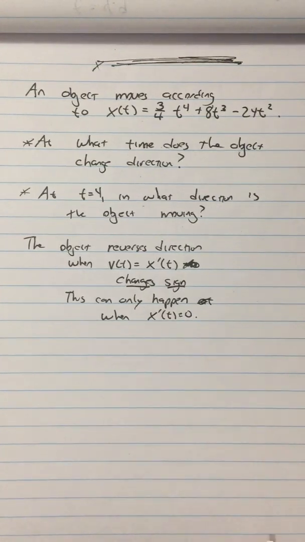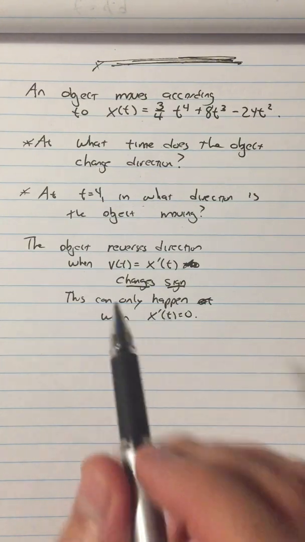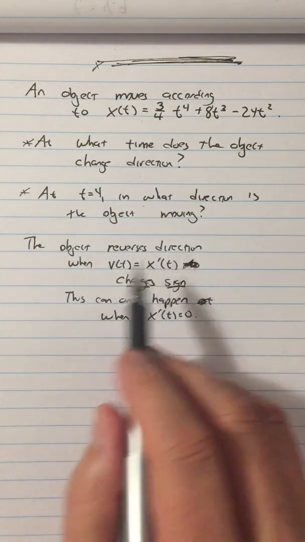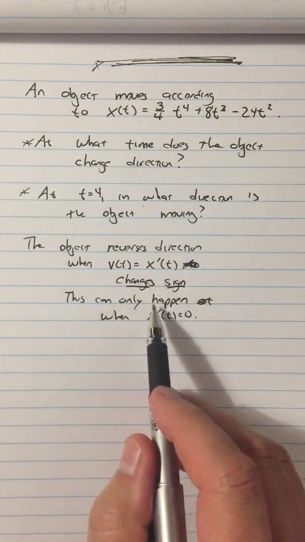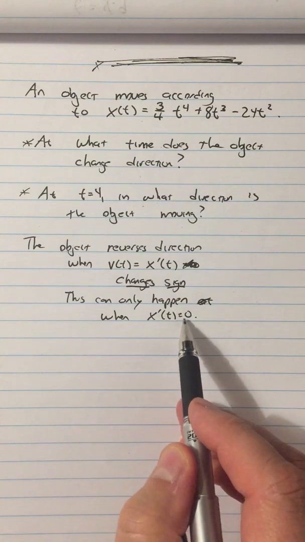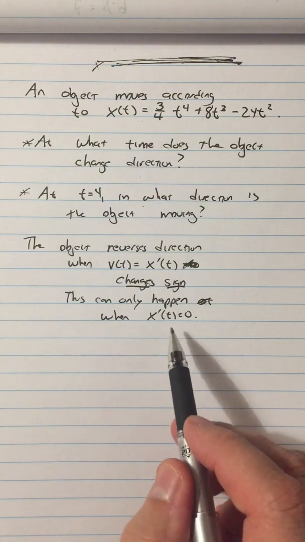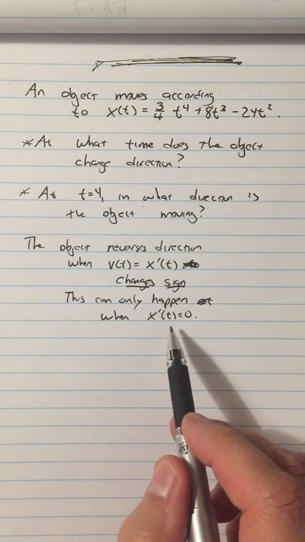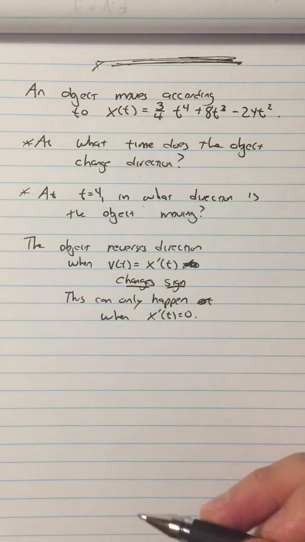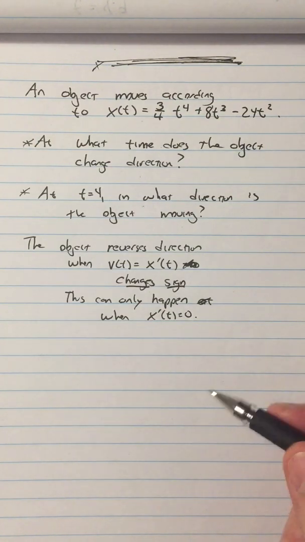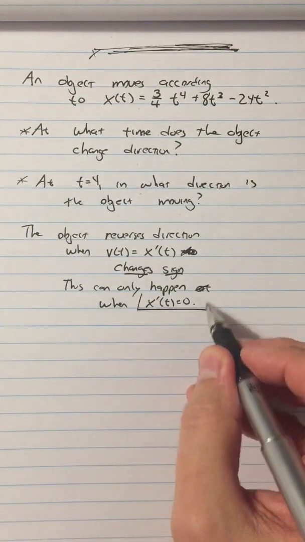All right, so to start this question, at what time does the object reverse direction? The important thing to know is that the object reverses direction when the velocity, which is x prime of t, changes sign. Now this can only happen when x prime of t equals 0, but the moral of this problem is that it does not have to change sign when x prime of t equals 0. So x prime of t equals 0 gives us candidate points where the object could change direction, and then we have to look at whether the object actually did or not.